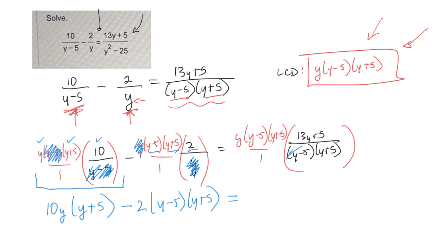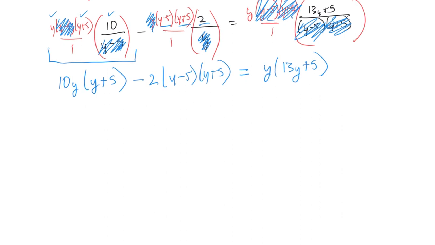Equals, this one, the y minus 5's go, so do the y plus 5's. So I'm just left with y times 13y plus 5. Okay, now I have an equation with no fractions that I can solve. Let me get rid of the brackets first, maybe. So I'll multiply this through, 10y squared. Oh, it's a quadratic. So I need to bring in my quadratic game in order to solve this.